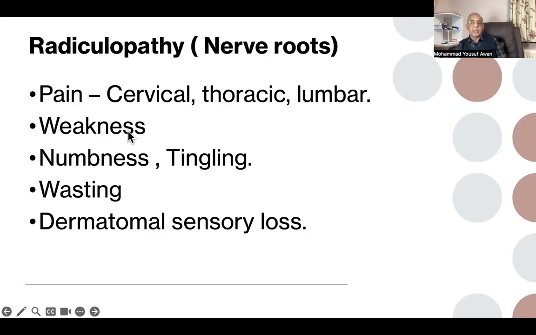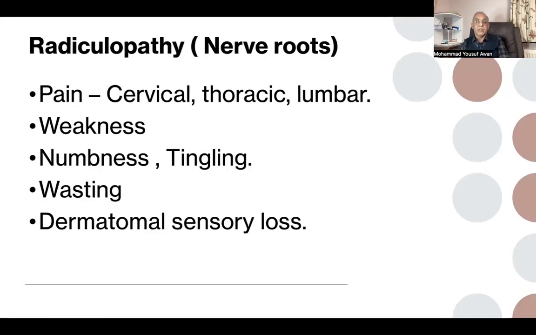They will cause weakness, numbness, and tingling in the nerve distribution area, and wasting of the muscles supplied by those nerve roots. And there will be dermatomal sensory loss, with that particular area supplying that part of the skin having the sensory loss.